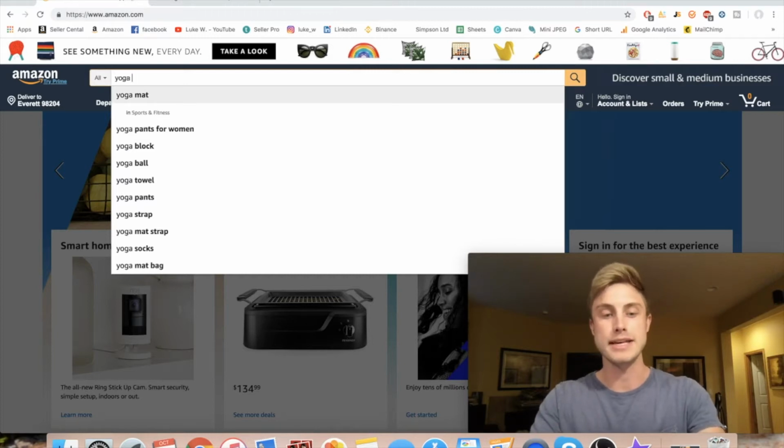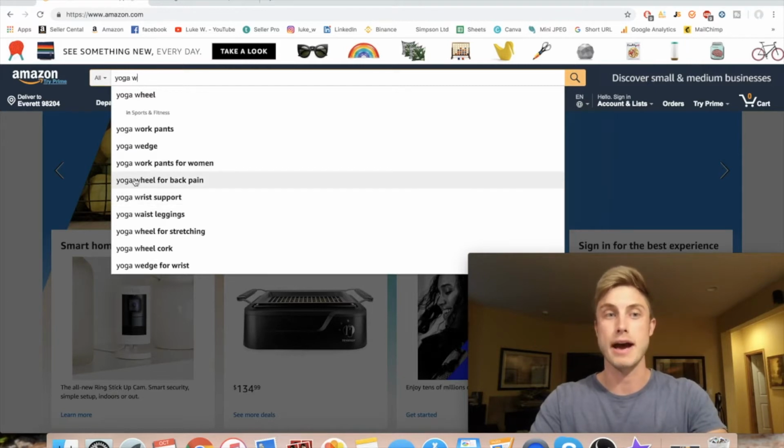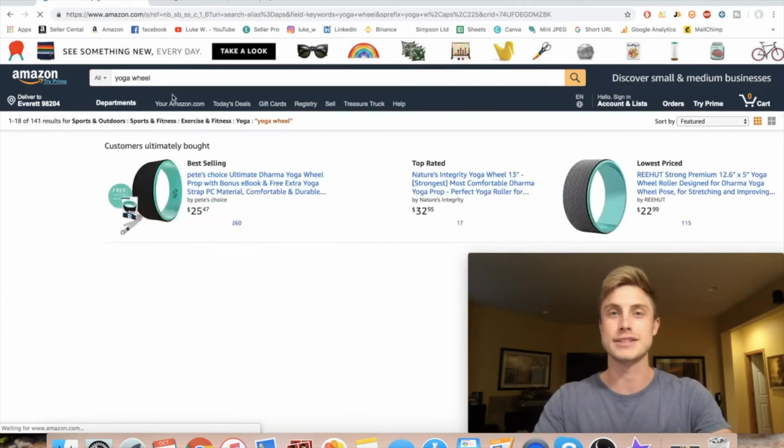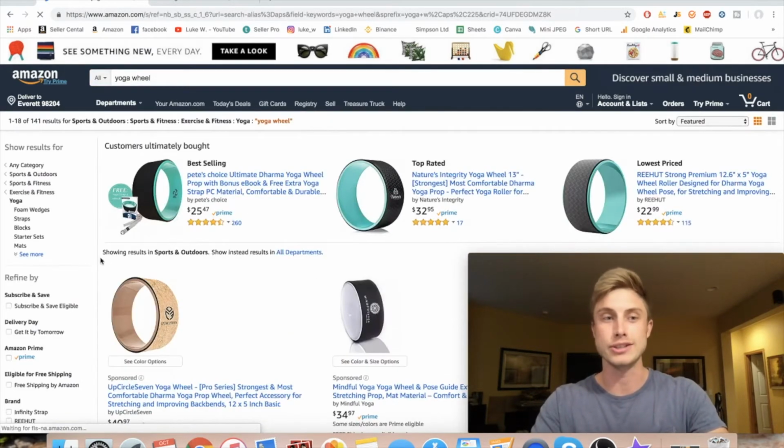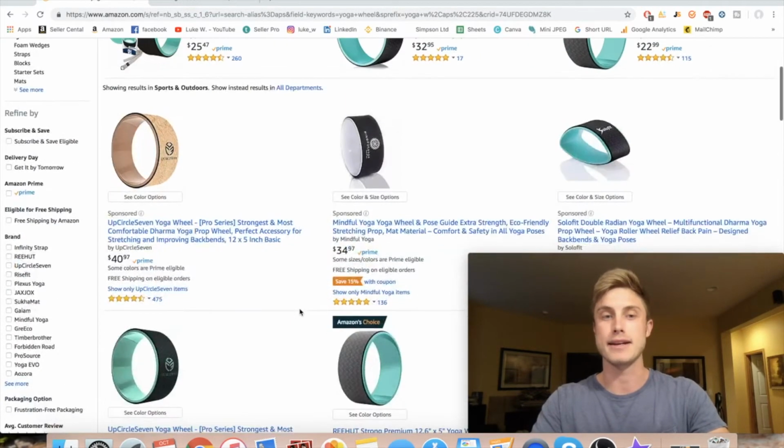So on my keyboard, I can just press a W and then we're going to see all of the different W type products that come after the word yoga. We can see yoga wedge, yoga wheel, and I've never heard of a yoga wheel, and these are just the kind of products that you want to be looking into, something that you've maybe never heard about, but maybe it's got a lot of demand on Amazon.